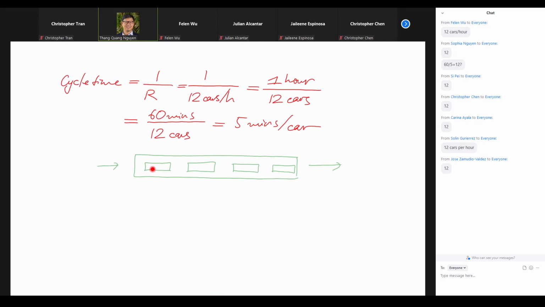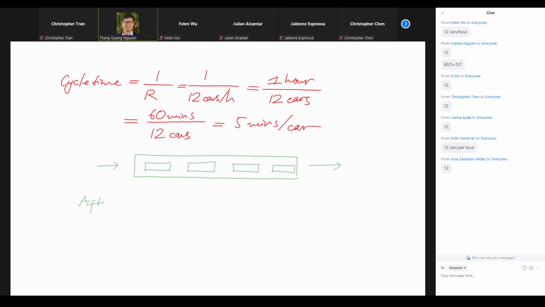And then another 5 minutes, the second car now is here, will exit, and then the next car will go there, the next car will go here, another car will come in, right? So that's the rhythm of the process. Every interval of 5 minutes, the whole line will move up by one position. So let me make the note here.